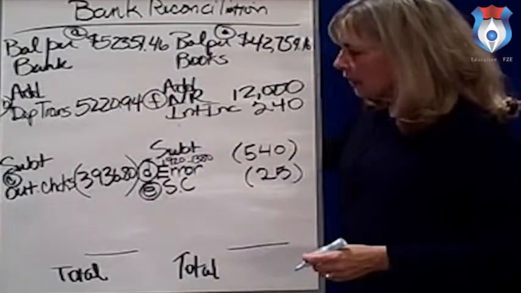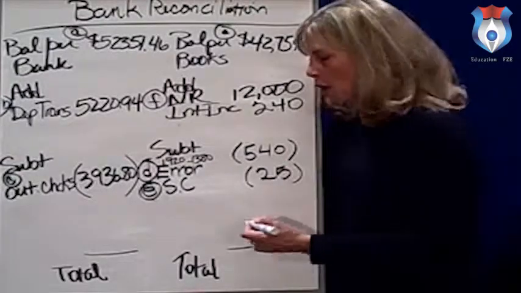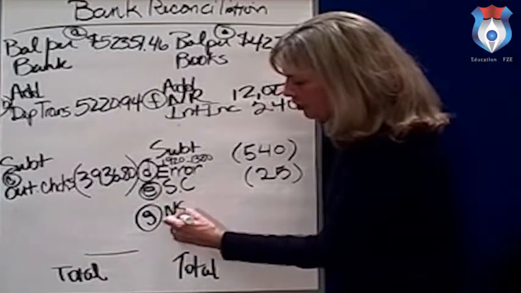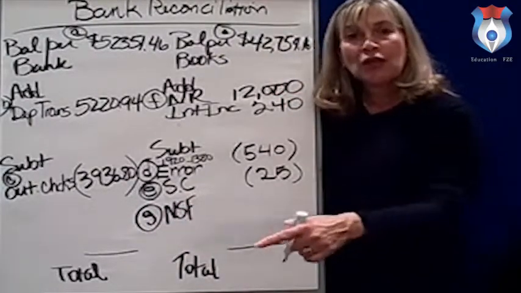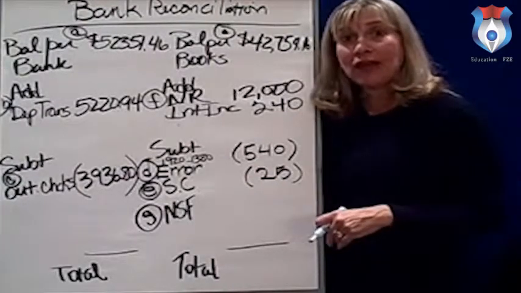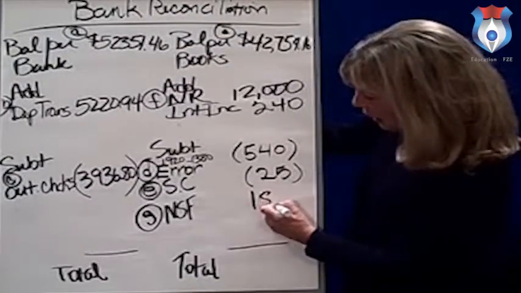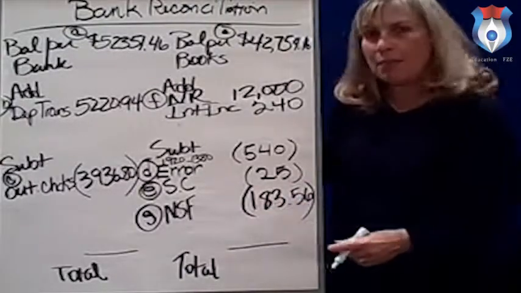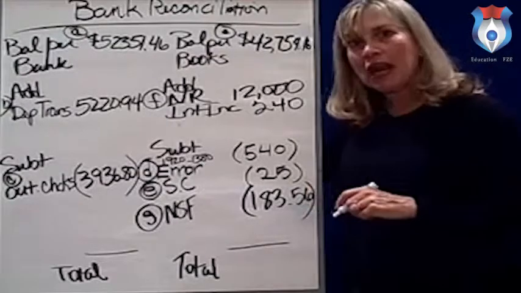In G, it says that a customer done us wrong. So we have what we call an NSF, a non-sufficient funds, a bounced check where a customer didn't pay us, so they took the money out of our account again, and now we have to go back against that customer and find them. And the NSF was for $183.56. So I got to subtract that back out. So that was G.